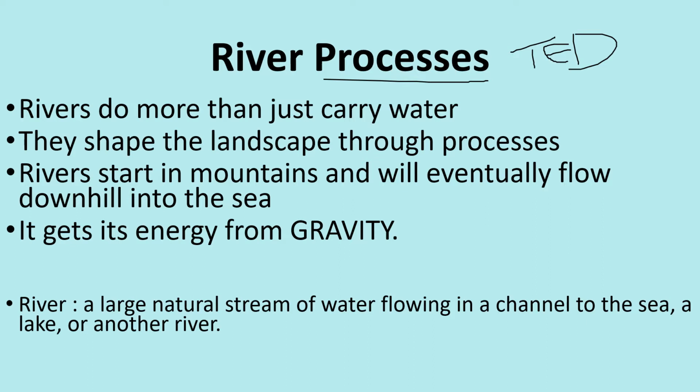So rivers always start in the mountains and they always flow downhill, okay? And it's really important you remember that because rivers get their energy from gravity. Obviously, if something's flowing downhill, the energy is going to come from gravity. So that's where it's getting its energy from. Now, the steeper the gradient, obviously, the faster the river is flowing.